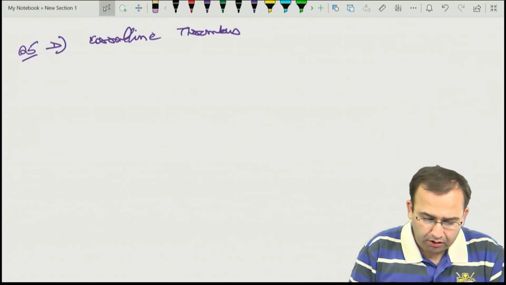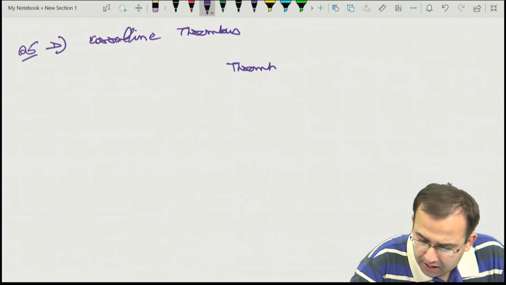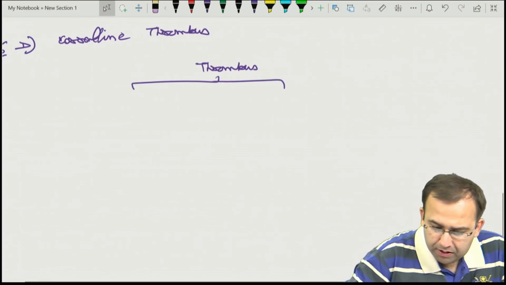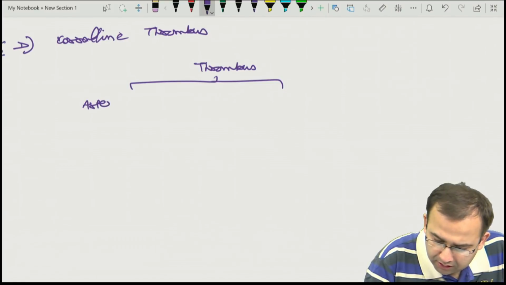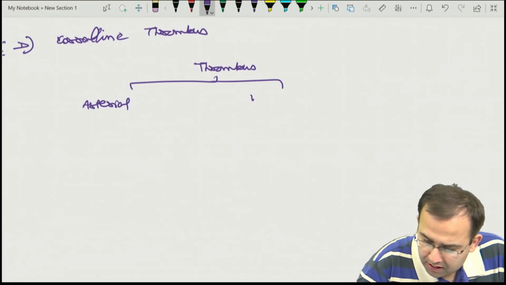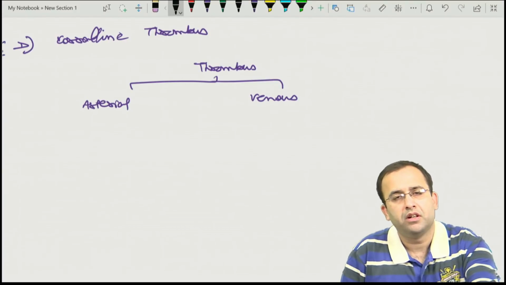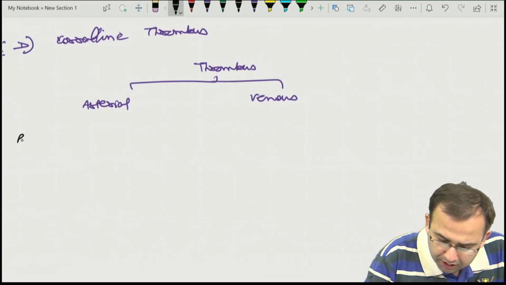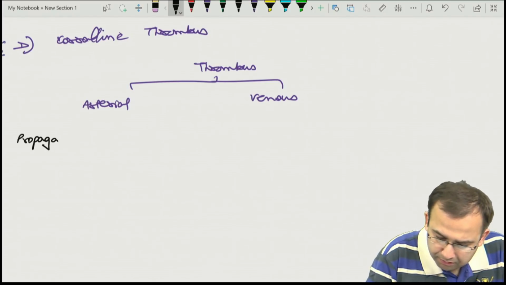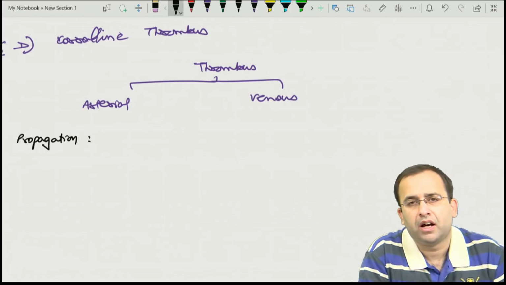Thrombosis is an important topic. First point, I can divide thrombus into two types, arterial thrombus and venous thrombus. Starting with arterial thrombus, the propagation of the thrombus, both are towards the heart.